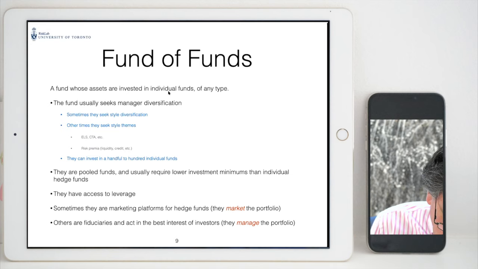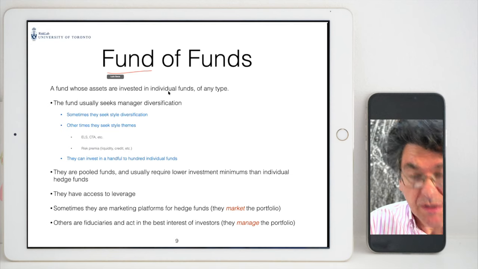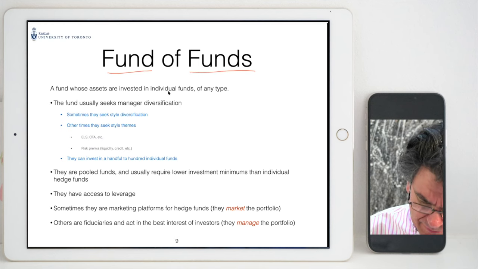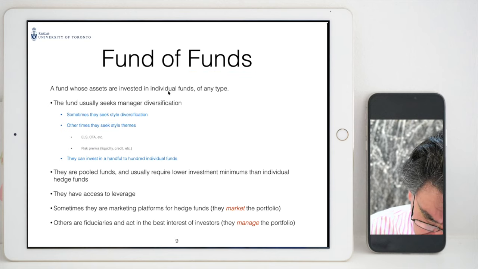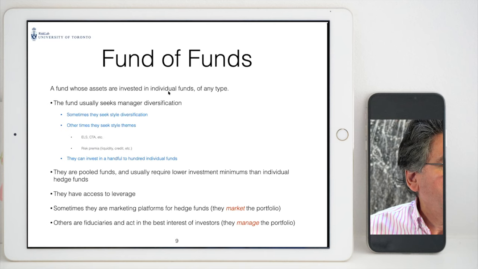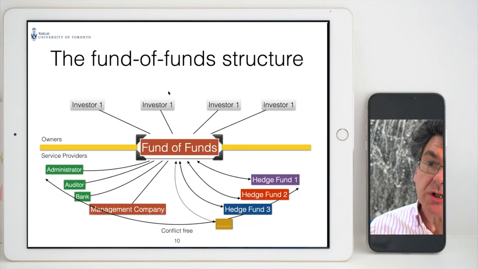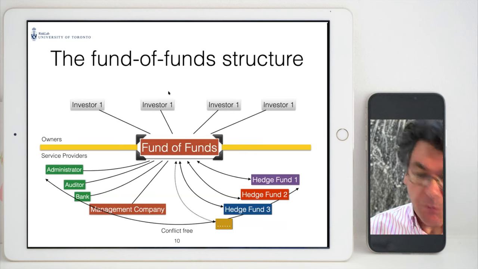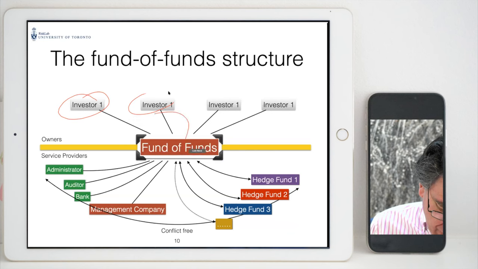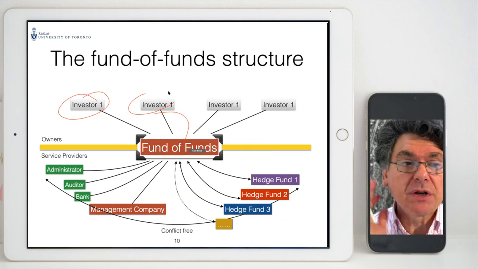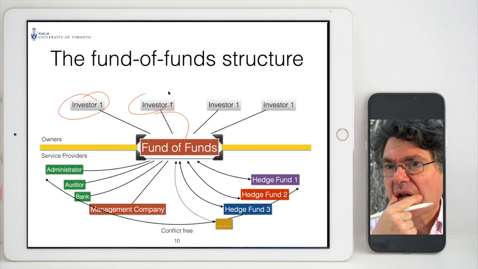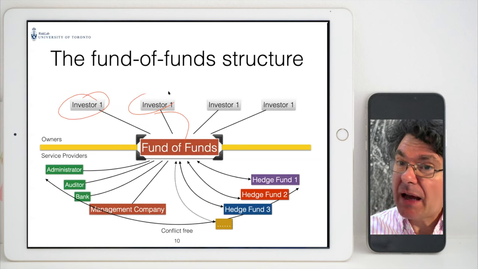A fund of funds is a fund that invests in other funds. I have a picture of that. Let's study this picture. We already saw a picture like this before. We had investors who put money into my fund, and then the fund goes and buys, for example, swaps, or you can buy stocks, or you can buy bonds or other things. That is what a fund is.